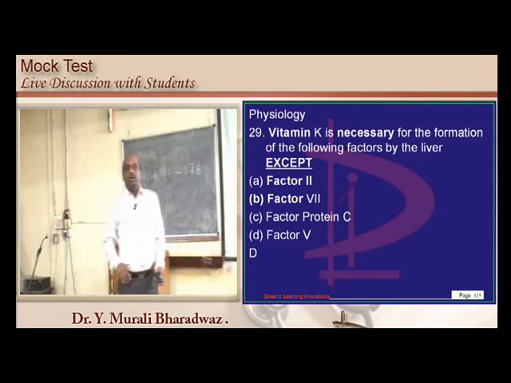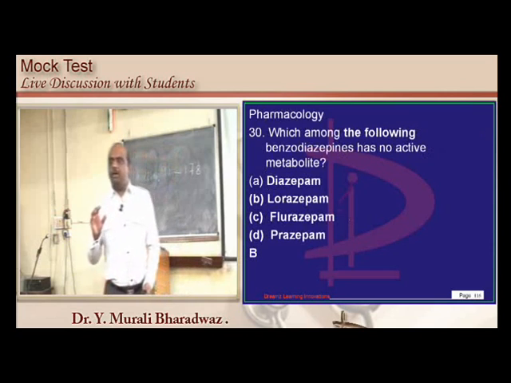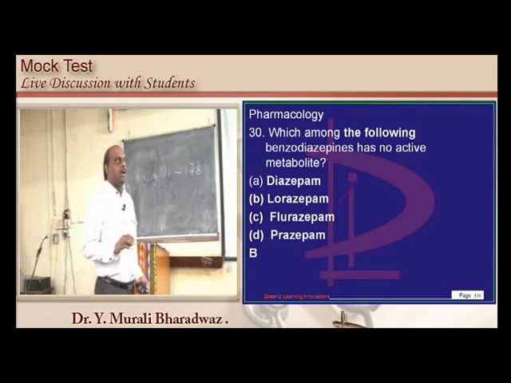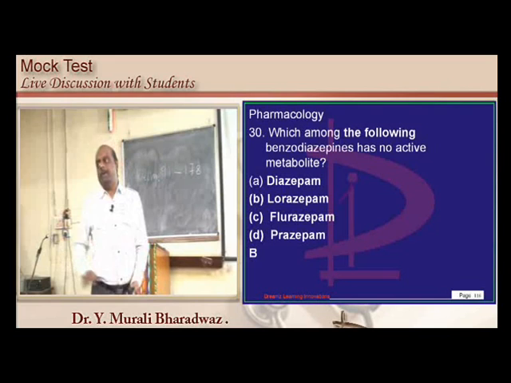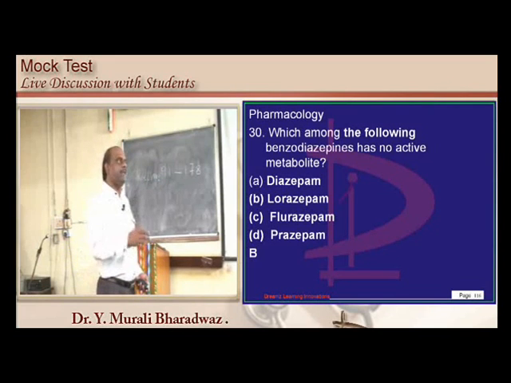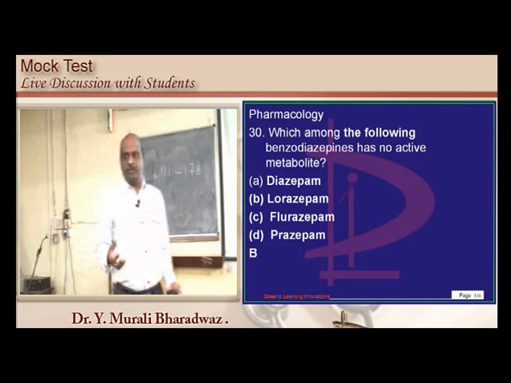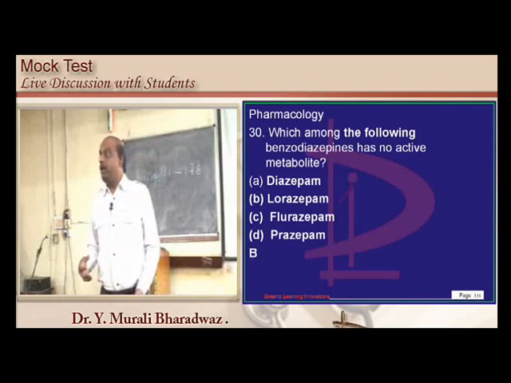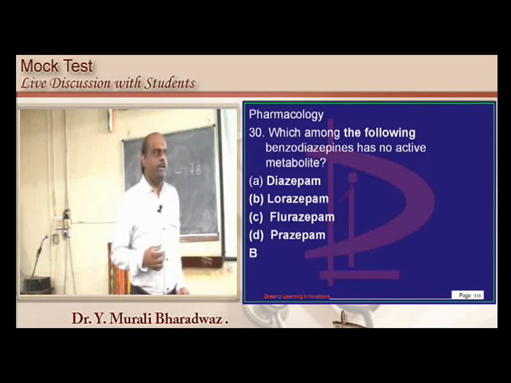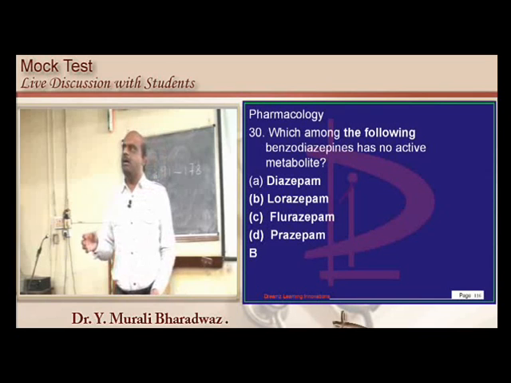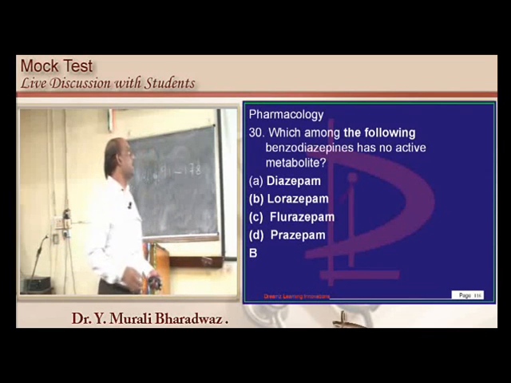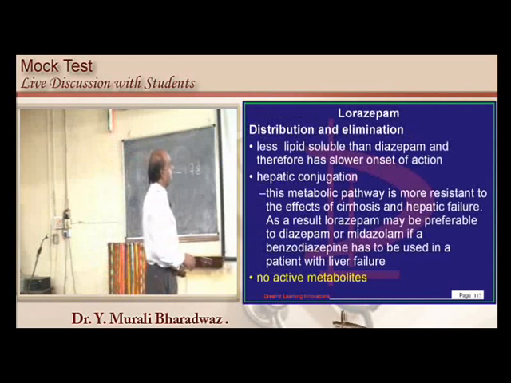Now the benzodiazepines, especially lorazepam, has no active metabolites. That's the reason you can safely give it in a patient who has liver dysfunction or liver failure, where you can't dare to give other benzodiazepines like diazepam, etc. You can still give lorazepam, is what needs to be remembered.